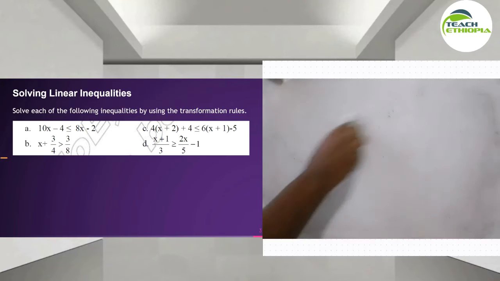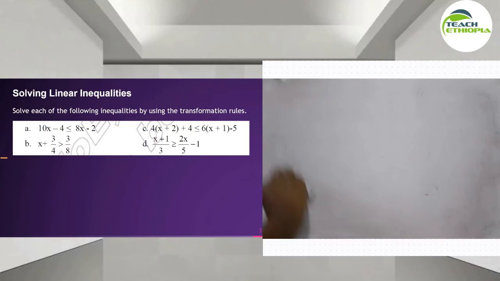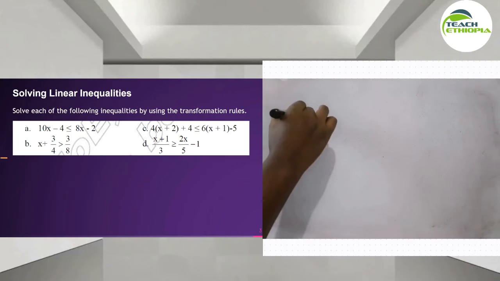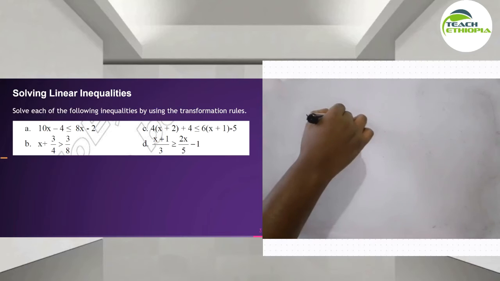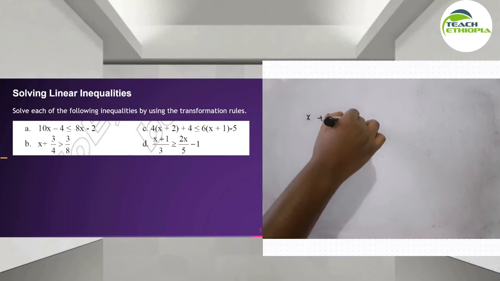ዶሜን ሲሰጠን ደግሞ ኔክስት ላይ እናያለን። ሜቢ ይሄኛው ግሬድ 8 ላይ ነው የምትማሩት። ኢን ኤ ጊቨን ዶሜን ኢትስ ሊኒየር ኢኒኳሊቲስ እንዴት ሶልቭ ታደርጉታላችሁ የሚለው ማለት ነው። ሶ ሁለተኛው ደግሞ x plus 3 over 4 greater than 3 over 8.